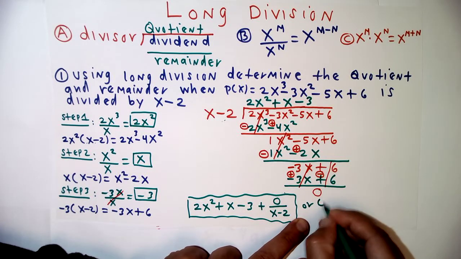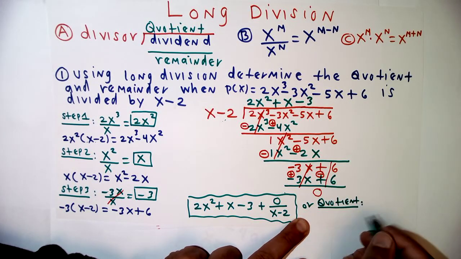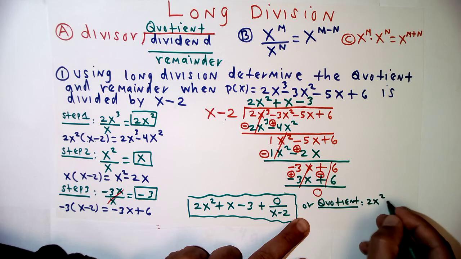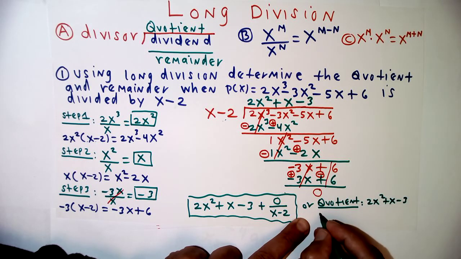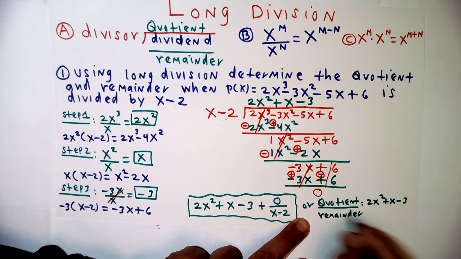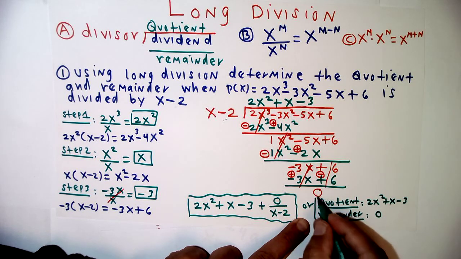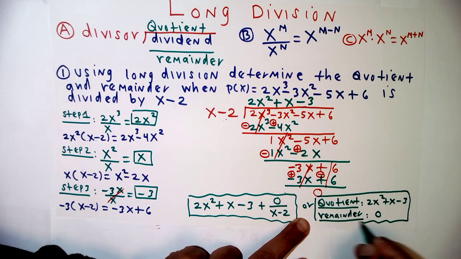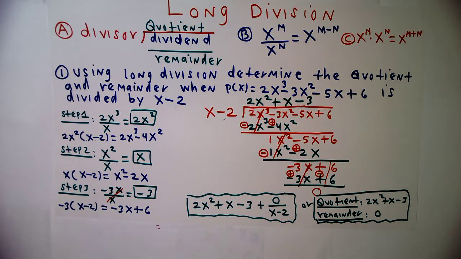Or you can just say here in writing, quotient equals 2x to the second plus x minus 3, and remainder equals 0. So both of them are good. You just decide to use the one that you understand the most.